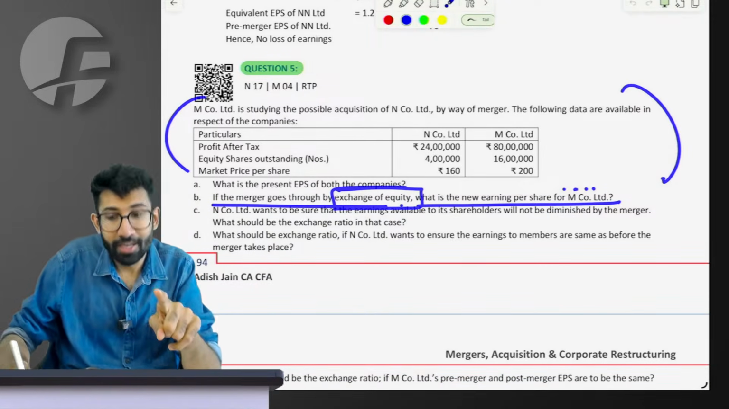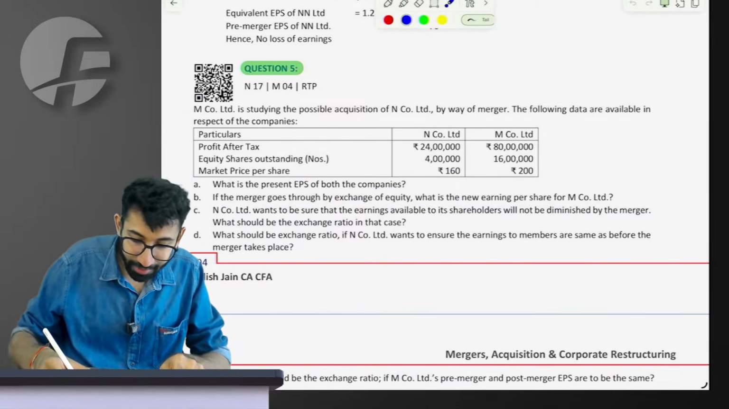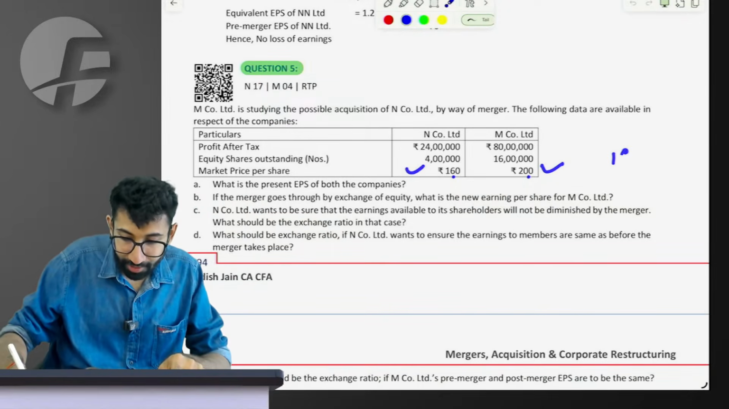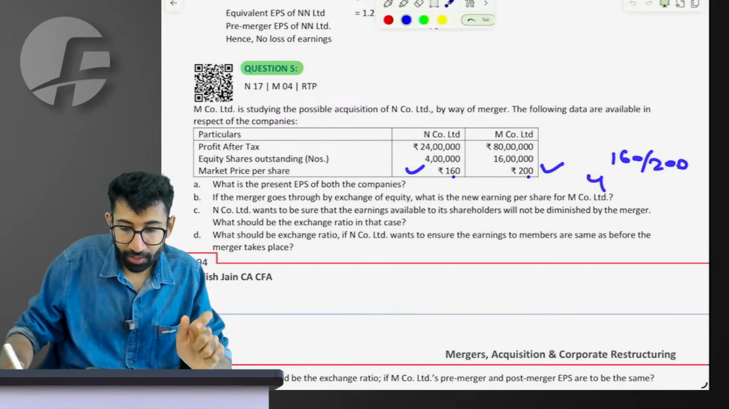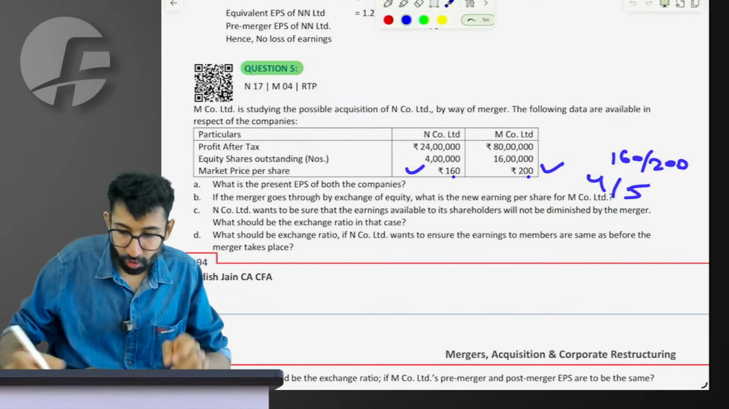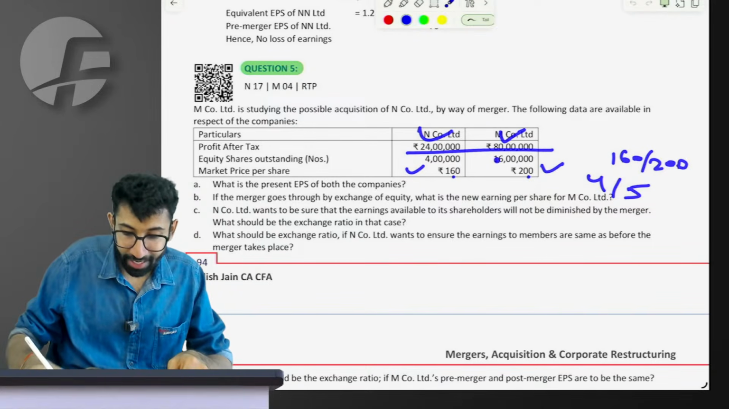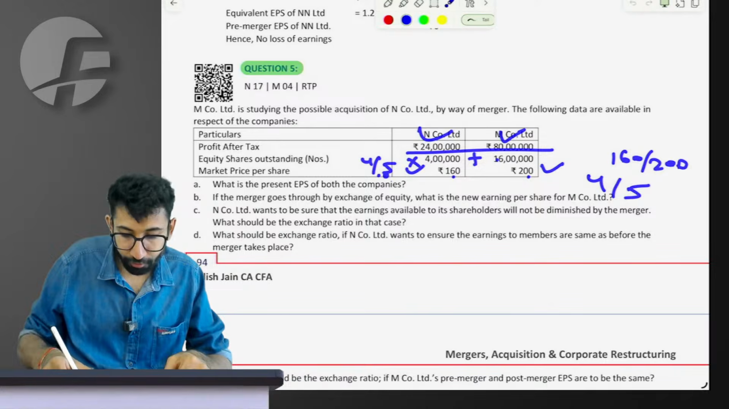If the question is silent, take the exchange ratio based on MPS. Target's market price is 160, acquirer is 200, right? So 160 divided by 200 gives me an exchange ratio of 0.8 is to 1, or 4 is to 5. So my PAT 80, your PAT 24, divided by my shares 16 plus against your 4 lakh shares, with the exchange ratio of 4 by 5.